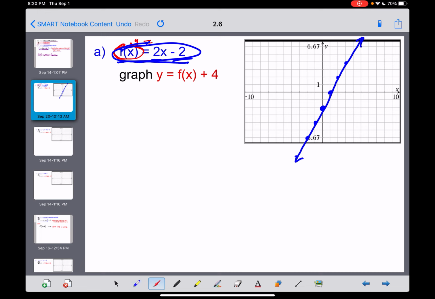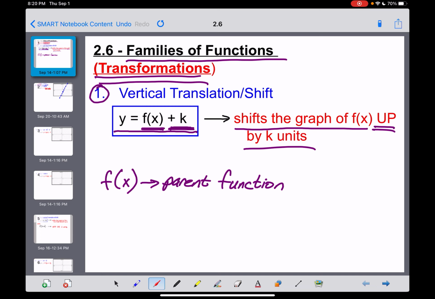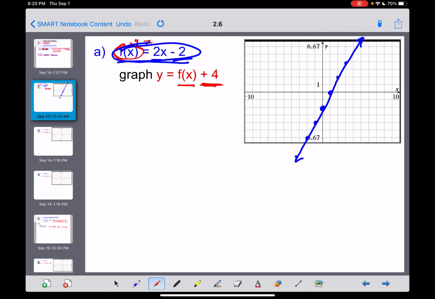Now, the interesting thing that we're talking about in section 2.6, though, is what does it do to this graph if you add a 4 after the f of x? So back to the previous slide we just looked at here, you can take a function and add a constant value, which we call k at the end, and that will shift your original graph up by whatever k is equal to. And in this case, we're adding 4 at the end of this function.